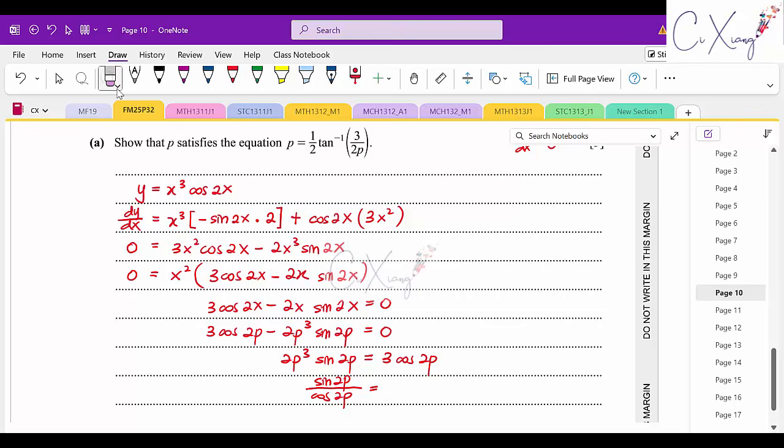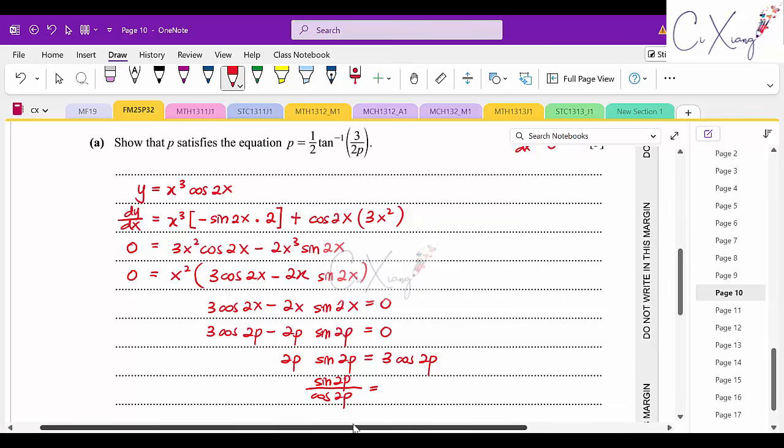Okay, then the next part, I'm having 2p only. This is also 2p only. Yeah, I think this is the correct one. I accidentally forgot to factorize out the x squared from the top. Okay, so I'm having sine 2p divided by cos 2p, then I have 3 divided by 2p, right?